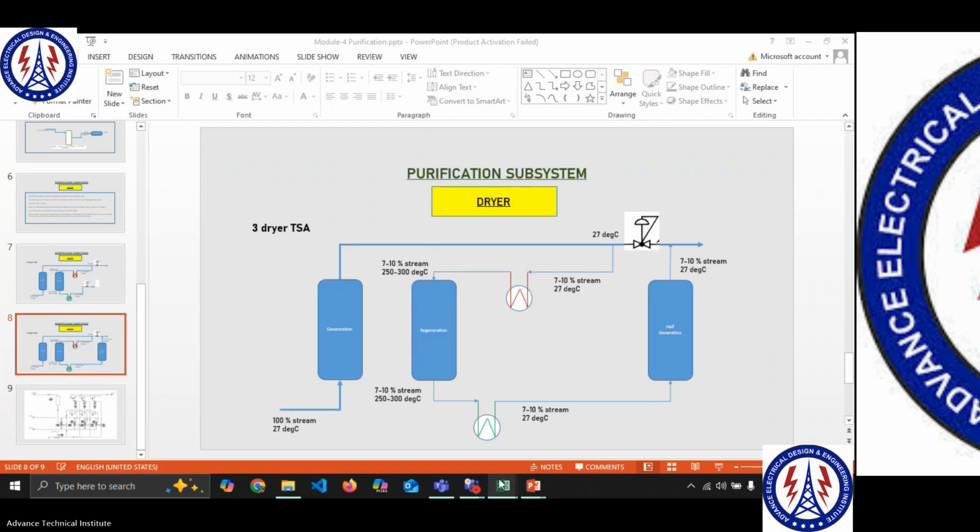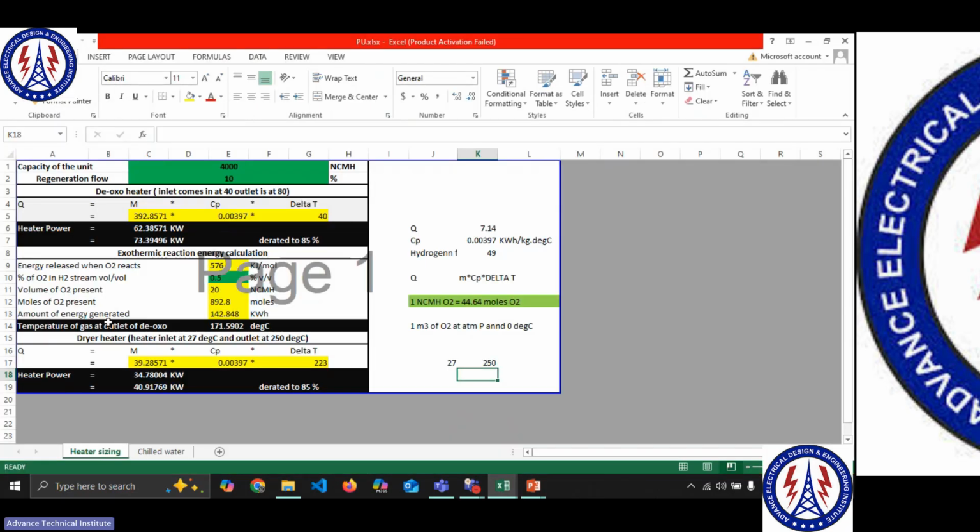So now we know the deoxo heater size. We are going to take it up from 27 to 250. Now we can estimate the size. We know M, we know Cp, we know delta T. So we know the heater power. And then we take a correction factor. This is the calculated one. We typically keep 85%, so I will need more than that value. I take 40 kilowatt.